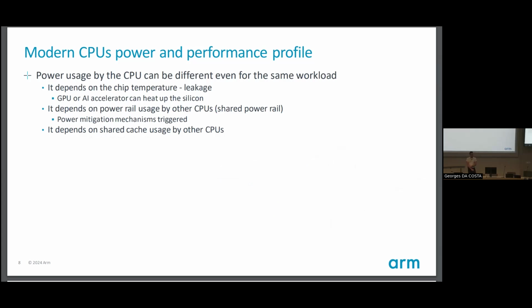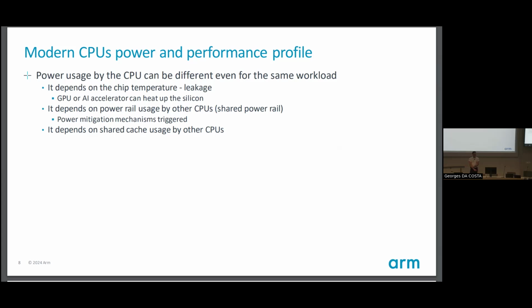Yeah, as I mentioned last year, the power can also depend on the temperature of the whole silicon. It's called leakage. So the higher the temperature on the silicon, the higher the average power you can consume on your CPU when you run the workload there.